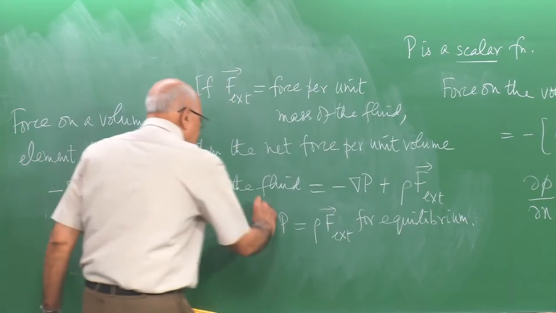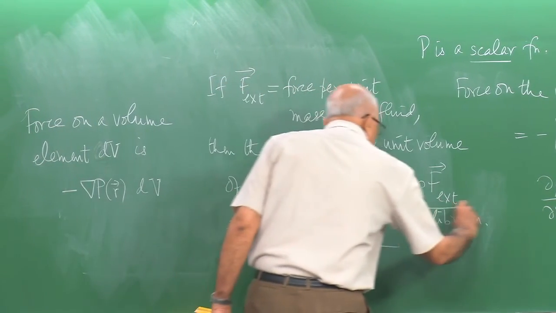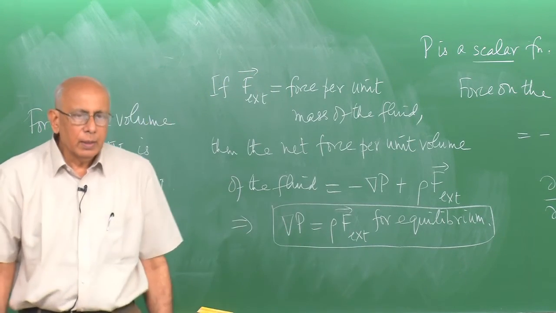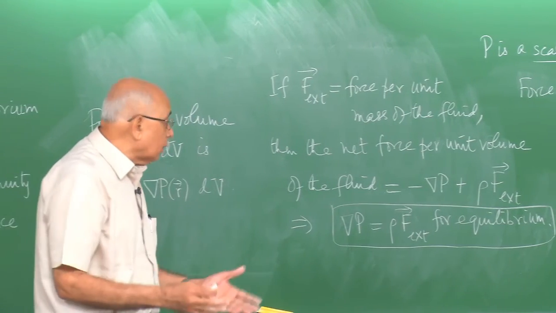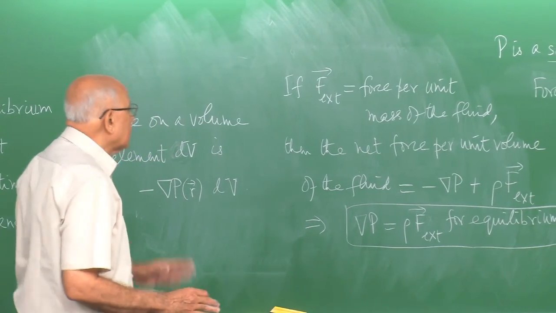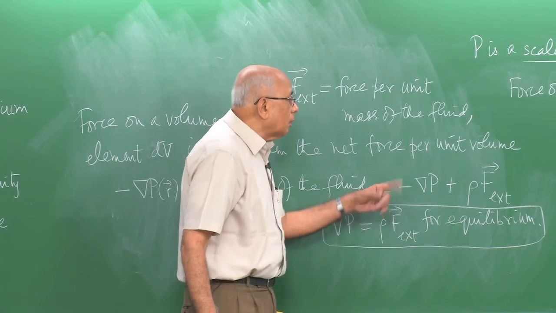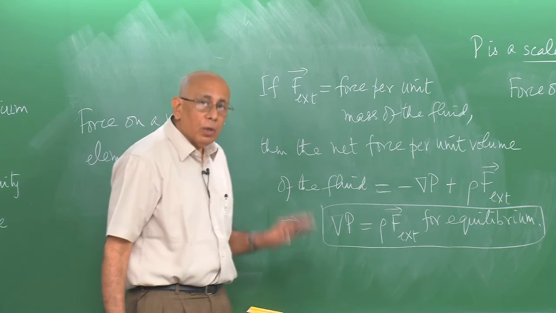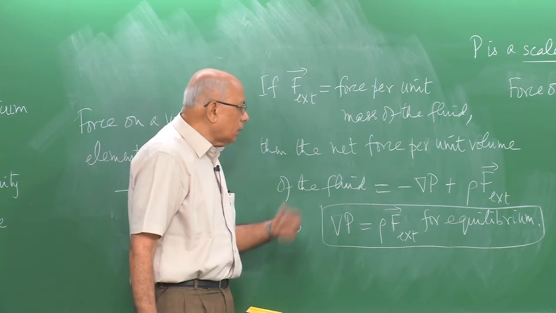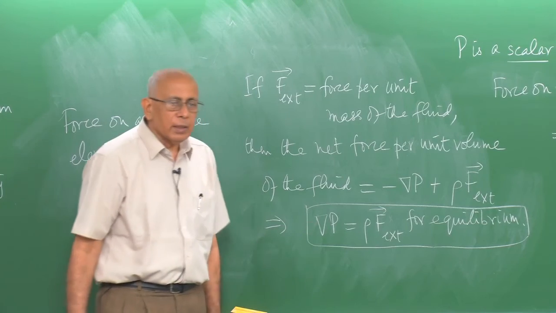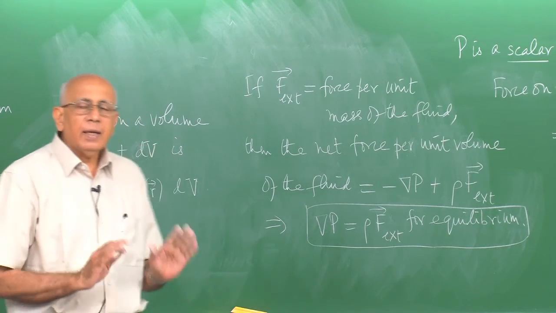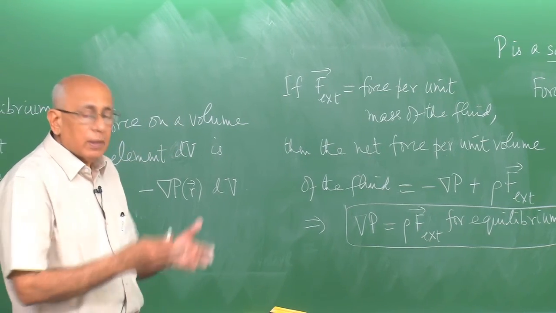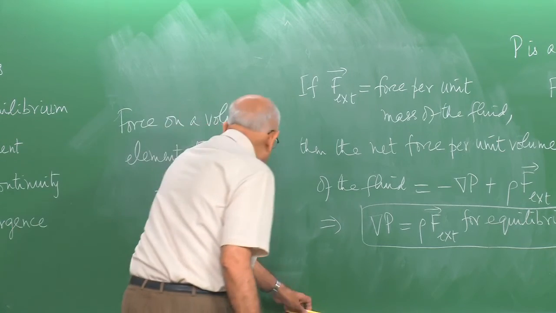So this is the condition for hydrostatic equilibrium in a fluid. If F external, which could be a function of the space coordinates, is the force per unit mass of the fluid, you multiply it by the density, you get the external force per unit volume, and you equate it to the gradient of the pressure, and that gives you the condition for static or hydrostatic equilibrium in this case.